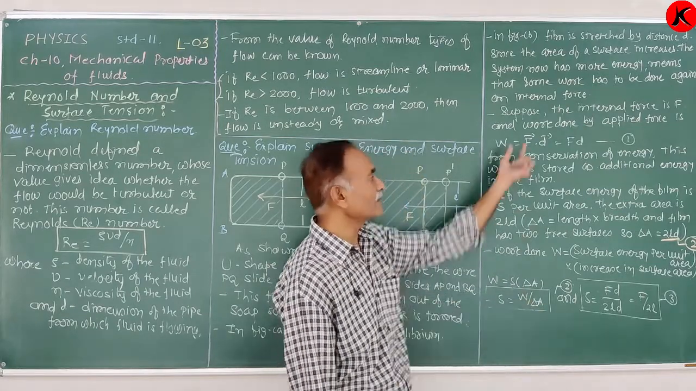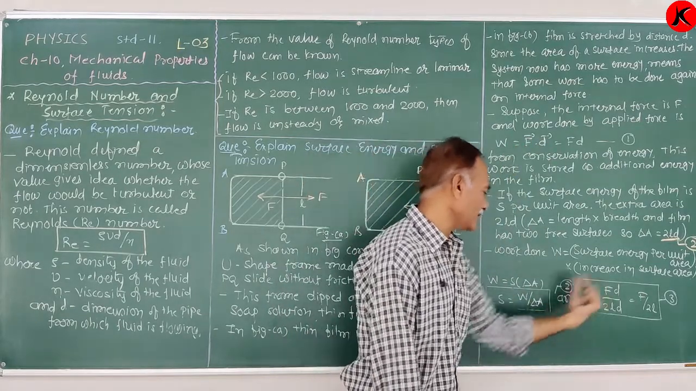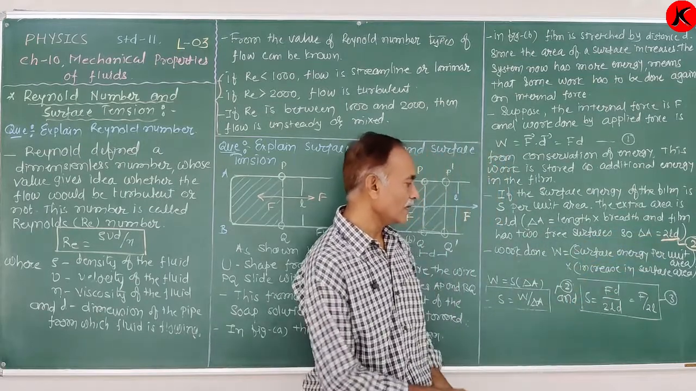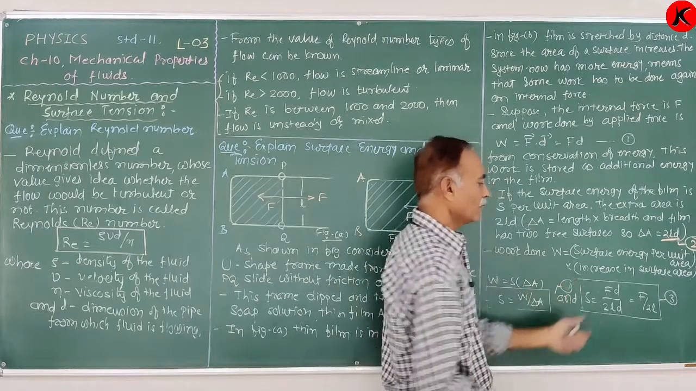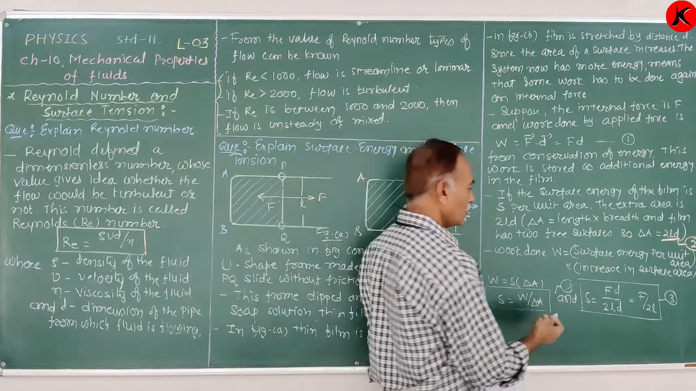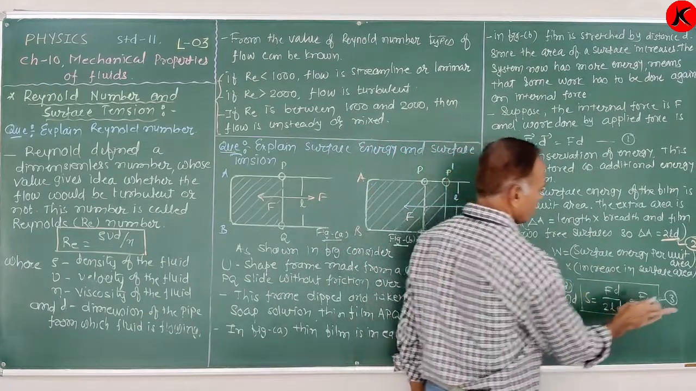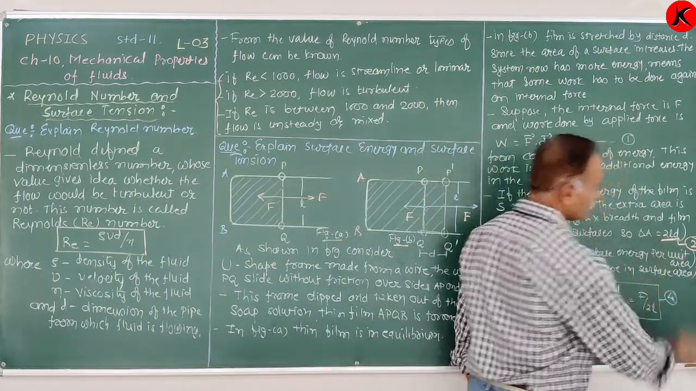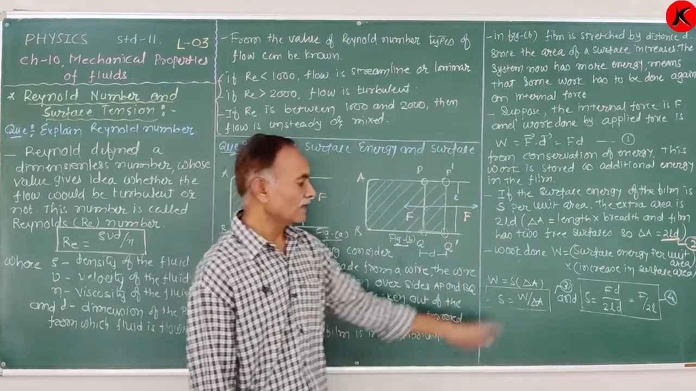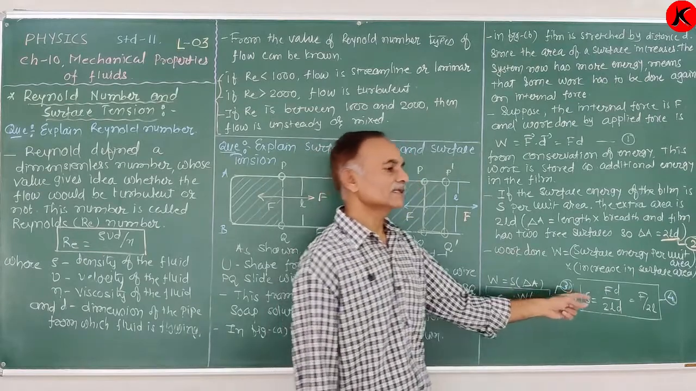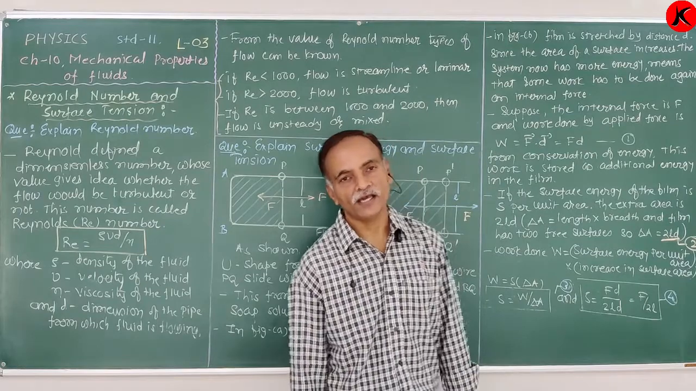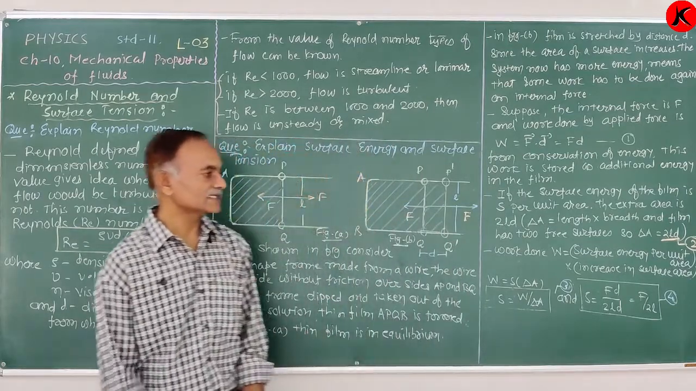Let us substitute the value of W as Fd. S is equal to Fd upon delta A, which is 2Ld. Therefore, we obtain S is equal to F upon 2L. These are equation number 3 and equation number 4. So here, the surface tension is the work done per unit area, and here the surface tension is the force per unit length of a wire. Clear this? Okay.